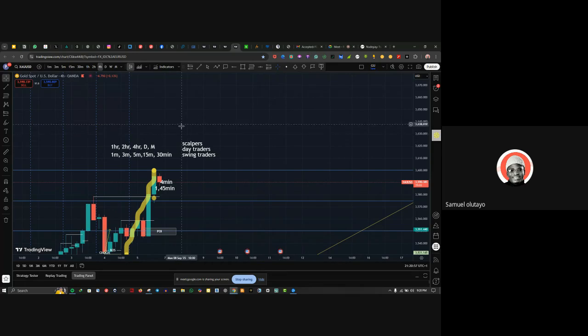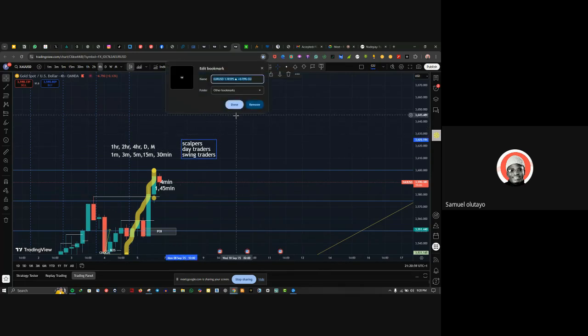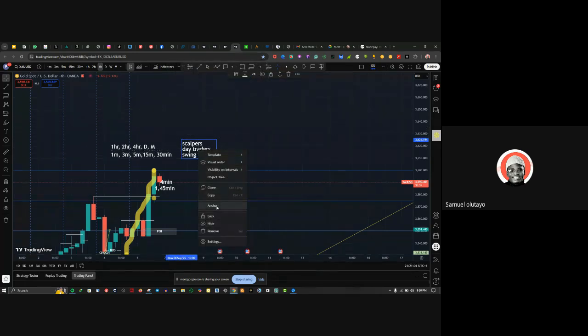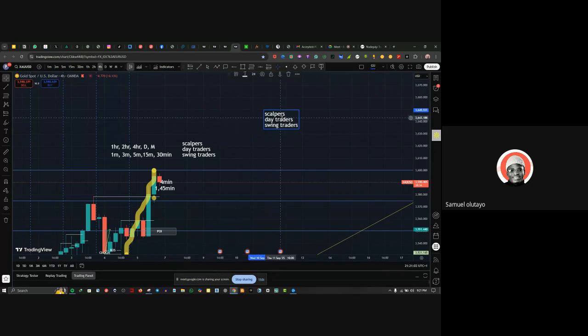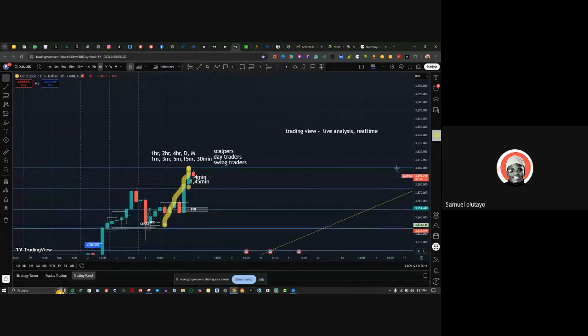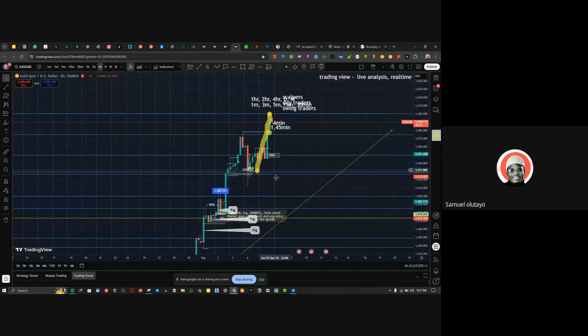So yeah, now to the tools. I said we're going to be exploring some of the tools that we'll be using to trade the Forex market. Now, like I said, TradingView, which is what we are on right now, is for live analysis of the market. Real time live analysis of the market. All right, so this is gold, XAUUSD. You see what the market is doing in real time.